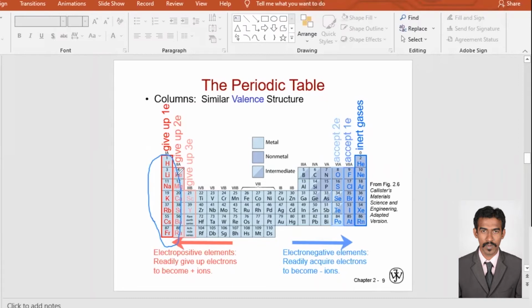The first column finishes with s1, so 1s1, 2s1, 3s1, 4s1, 5s1, like that. And the second column finishes with s2, so 2s2, 3s2, 4s2, like that. So these first two columns are called S block elements. The first column is named the alkali elements, and the second column is named the alkaline earth elements, so alkali metals and alkaline earth metals.